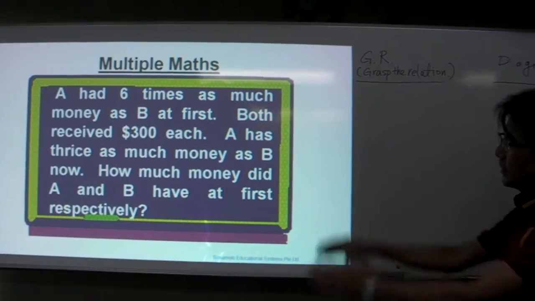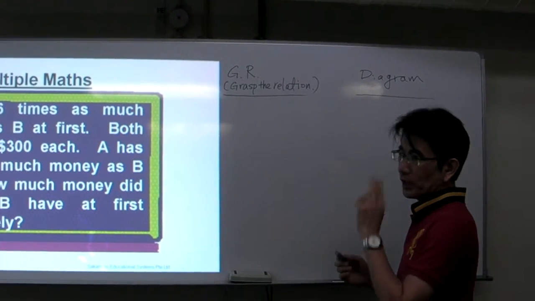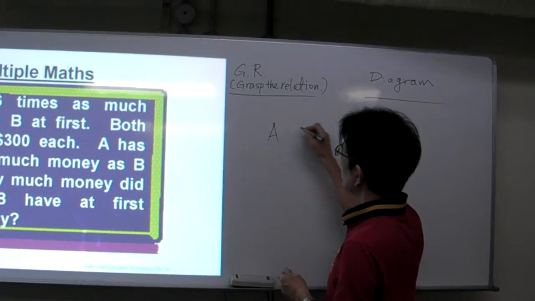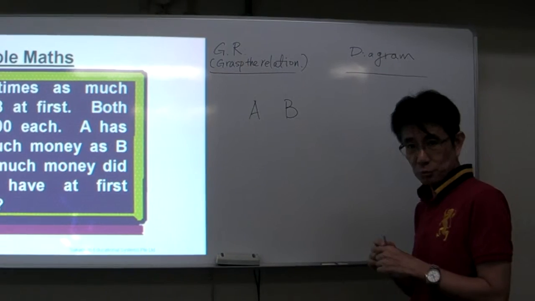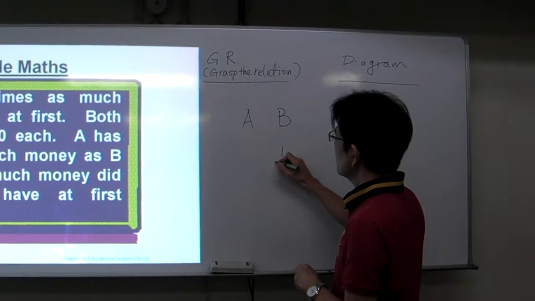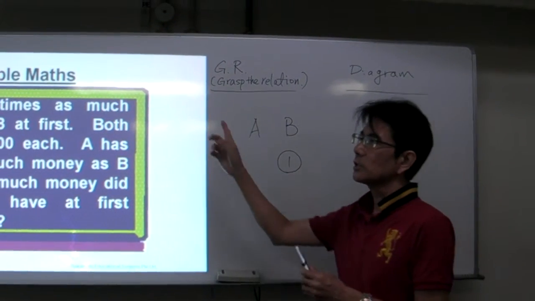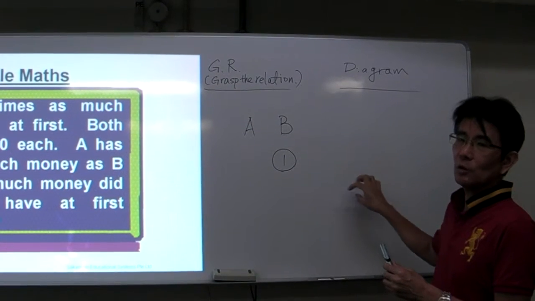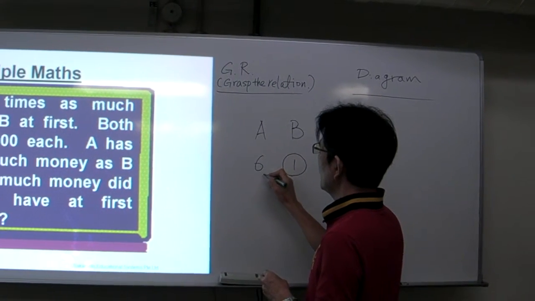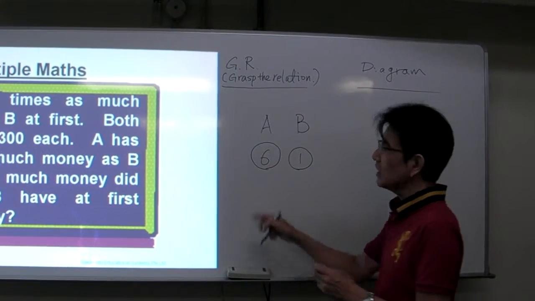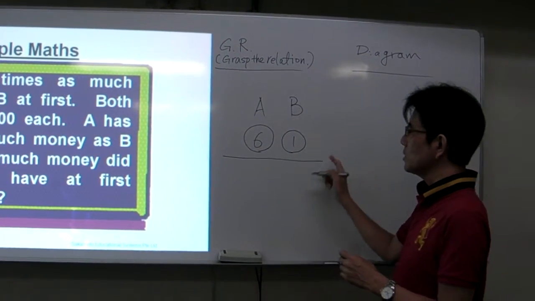Before starting the question, let's analyze the question using the GR format. In this question, 2 people are involved. One is Mr. A, another one is Mr. B. At first, Mr. A has 6 times as much money as B. So if you think Mr. B's original money is 1 circle, 1 unit, Mr. A had 6 times of this, so 6 circles. You can just write 6 circles. This means Mr. A has 6 times as much money as B at first. Draw one line, originally like this.